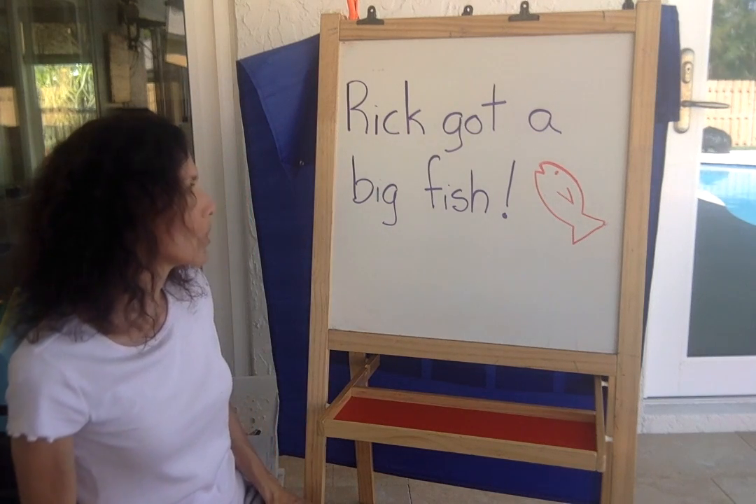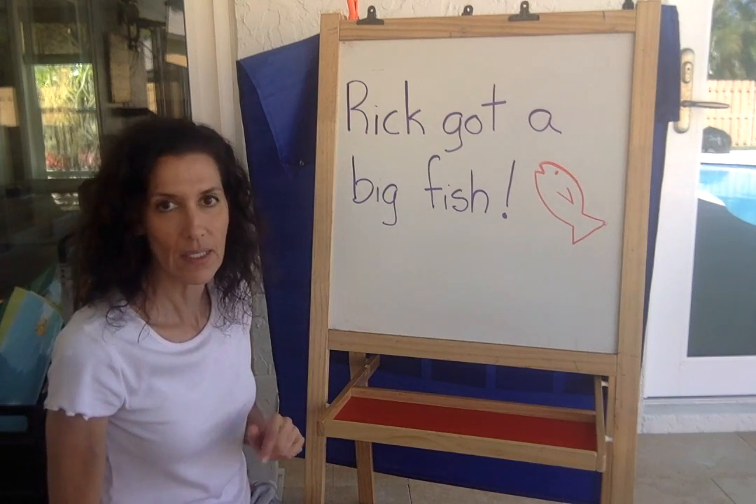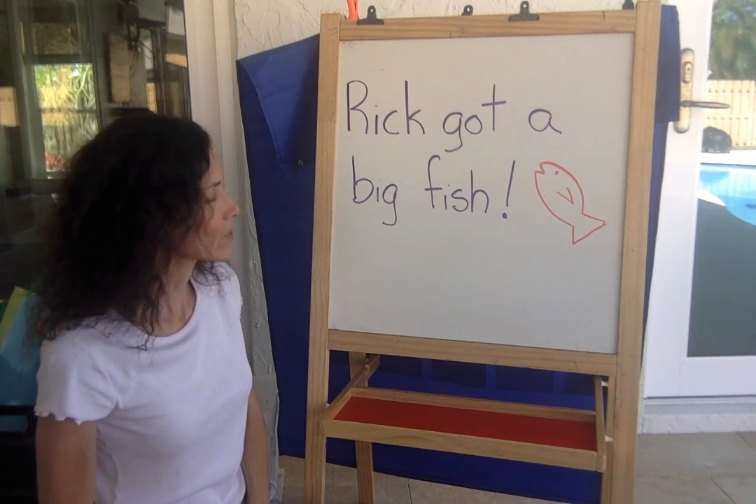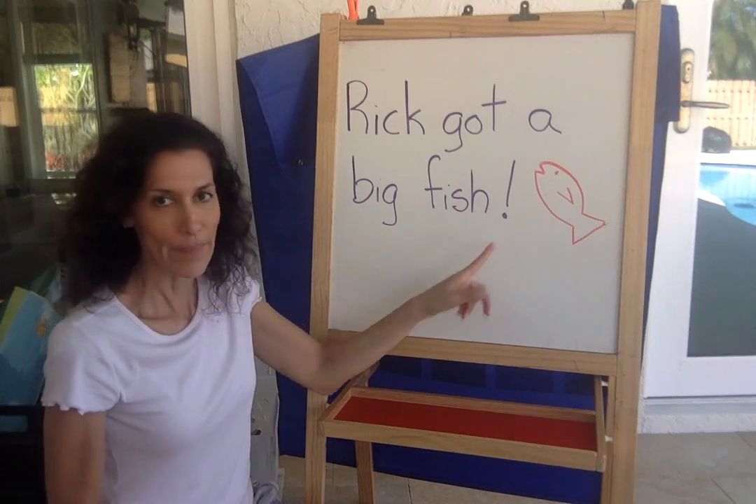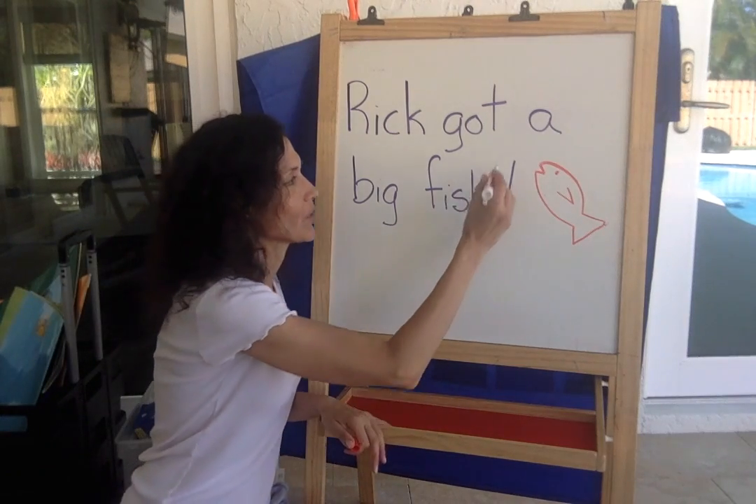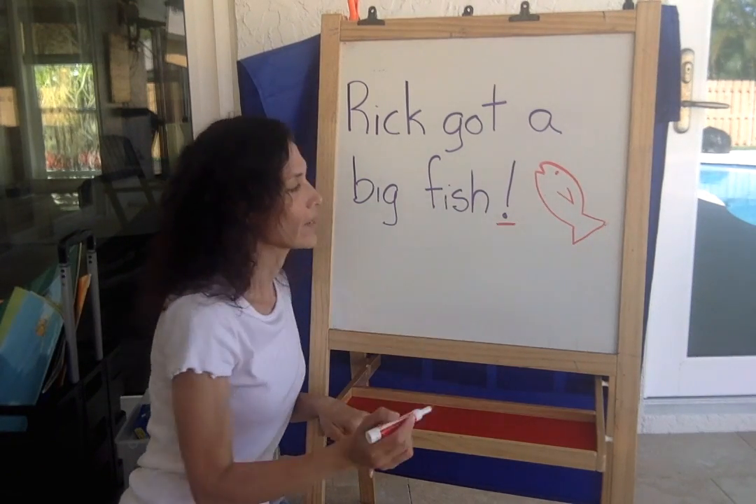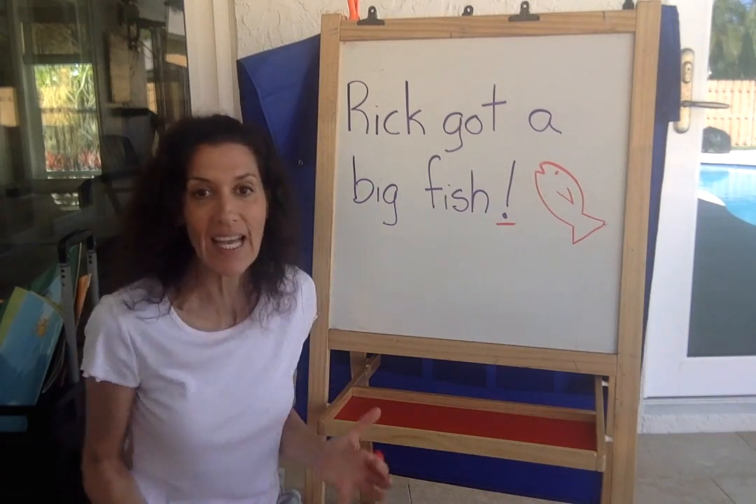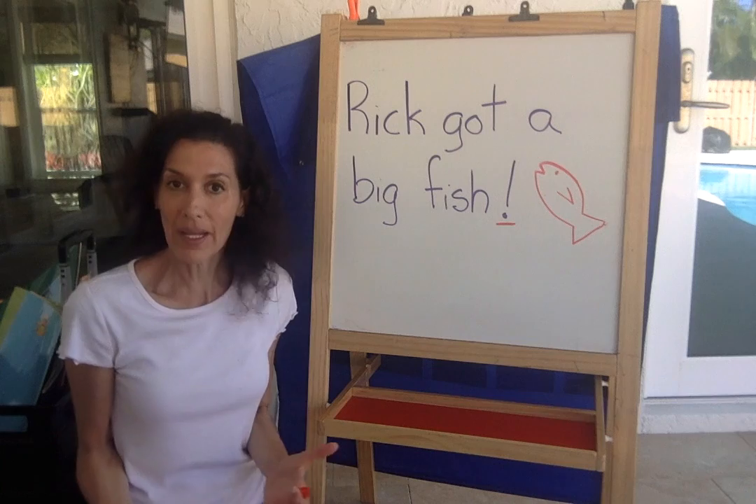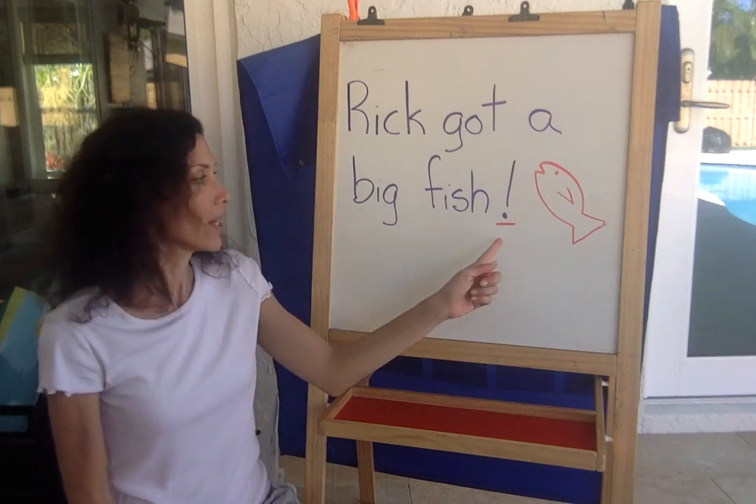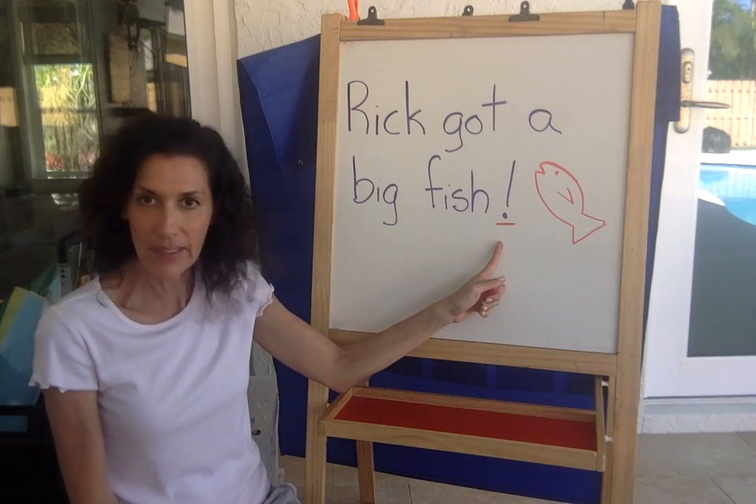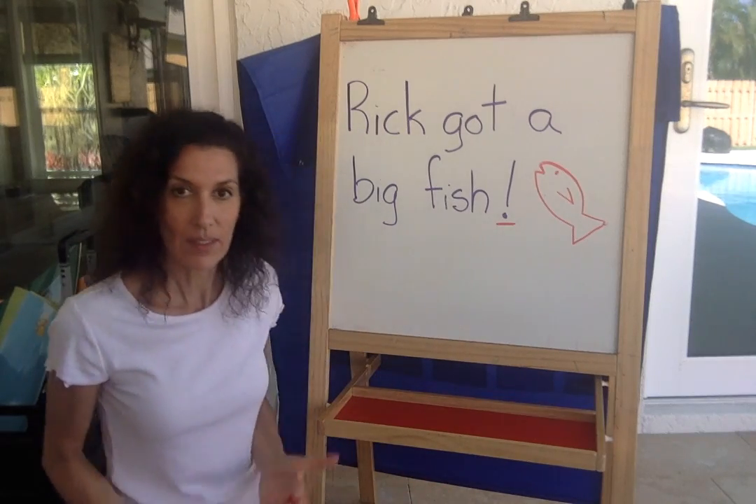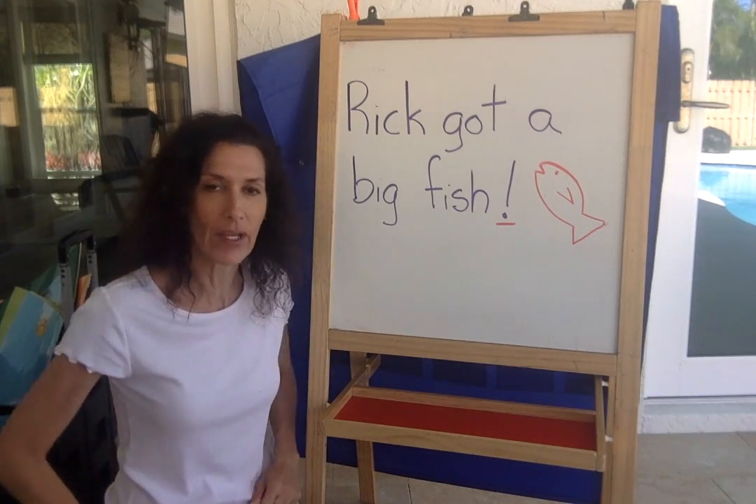All right, anything you notice I did on this sentence a little different instead of a period? What did I use? Yep, I use an exclamation point. I use an exclamation point instead because if you get a big fish, it's exciting. So you'd say, oh, Rick got a big fish, like that. And you know you're supposed to read it like that because it has an exclamation point. Rick got a big fish. Say it like you're excited. You guys say it. Go ahead.